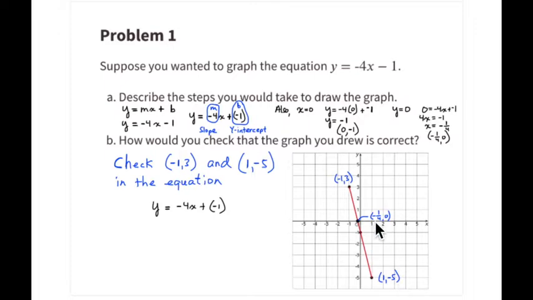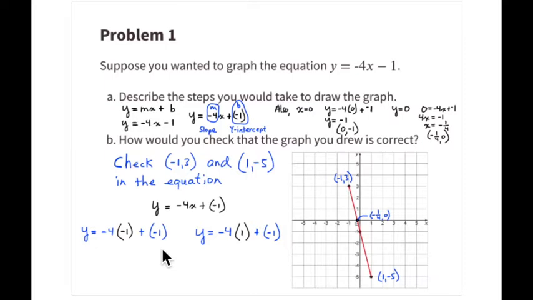So then you want to use both of these points. You use both of these points to check to make sure that this graph is correct by putting them into the equation and making sure that you get the correct value out for y. So I'm going to replace x with -1, and I'm going to also replace x with 1. I'm going to do these in parallel.